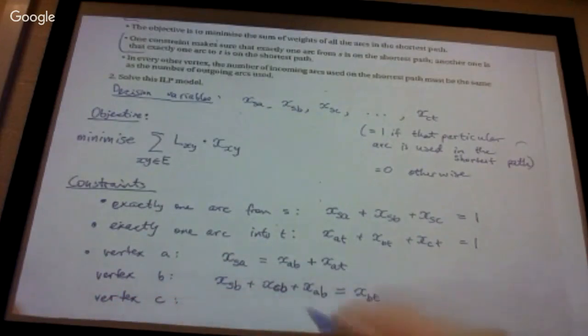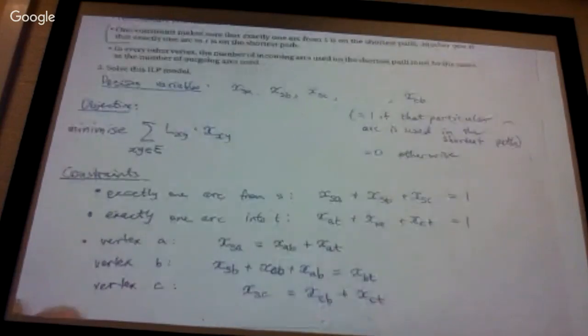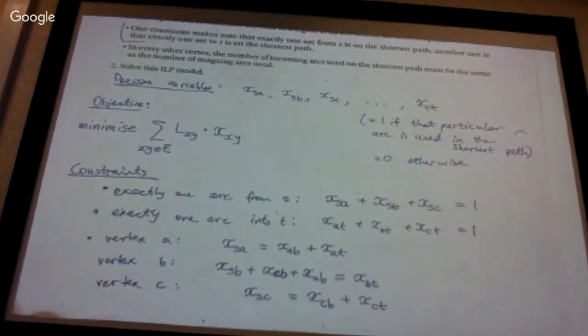And similarly for vertex C, it's kind of the same thing. So the only thing that goes into C is SC, I think. And the arcs that leave C are CB and CT. And then you want all of them to be 0, 1.